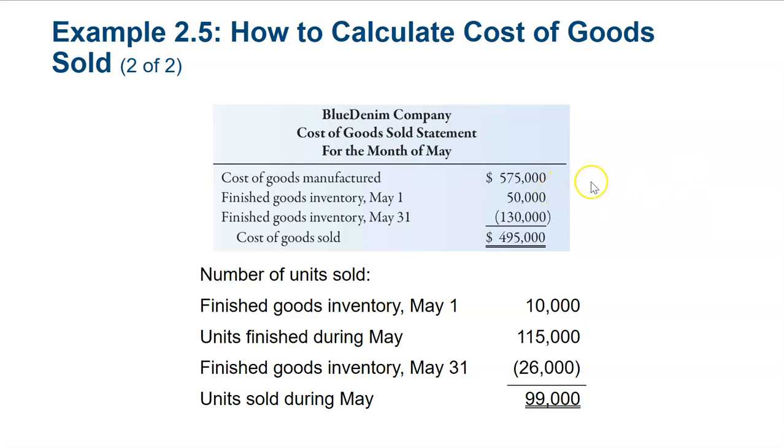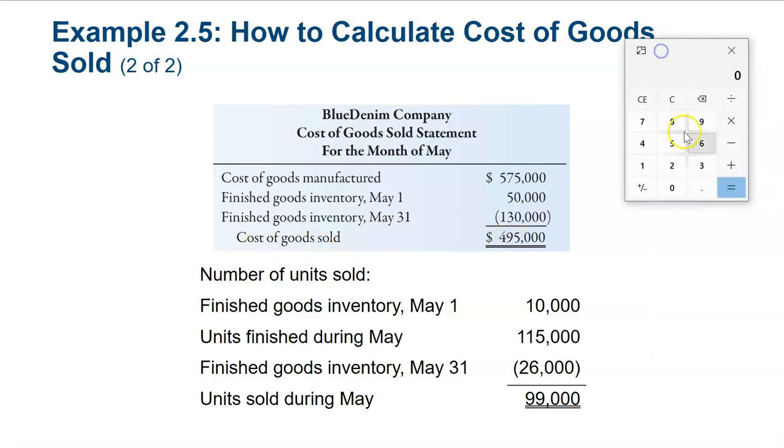And again, if it were me, I would put a little arrow right here, and I would put $625,000 goods available for sale, minus finished goods inventory of $130,000 because we still have it. If we still have it, it could not have been sold. That gives us cost of goods sold of $495,000. So let's just bring our calculator over here. Goods available for sale $625,000. These two figures minus the $130,000 that we still have equals $495,000.